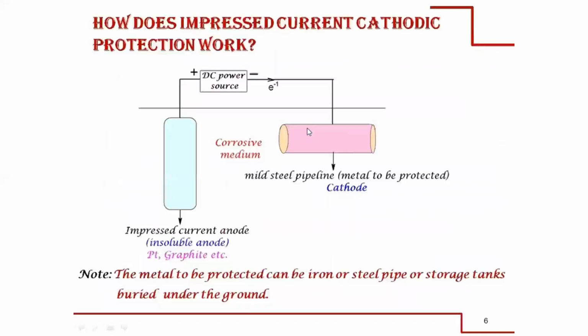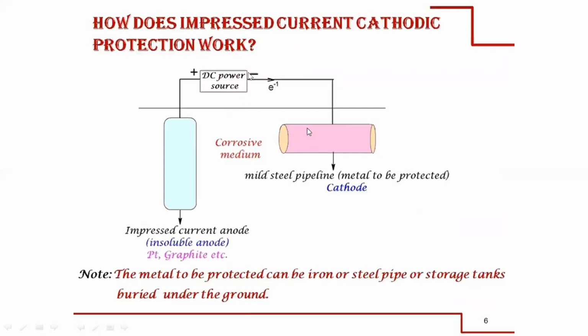We'll now understand the mechanism of the impressed current method. Our aim in this experiment is to protect the object from corrosion. Here the metal to be protected is mild steel. It may be a steel pipeline or storage tank, whatever it may be, and this mild steel is buried under the ground. Now we are supplying power: in this method, we are supplying a power source.